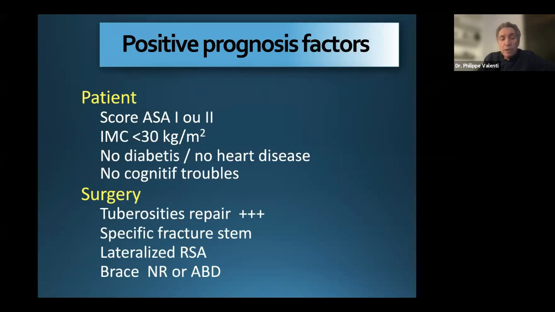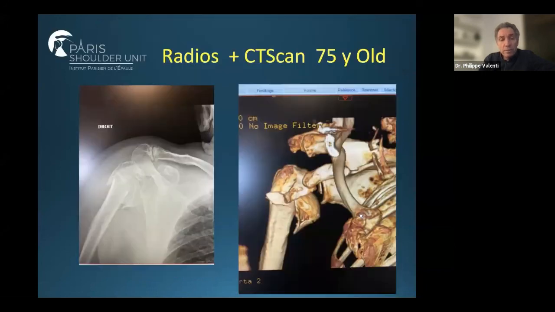I recommend using a specific fracture stem with a lateralized reverse prosthesis, because you have to restore the lateral offset and restore a good external rotation and good elevation. For post-operative rehabilitation, after 4 weeks, you put the patient in the brace in neutral rotation.